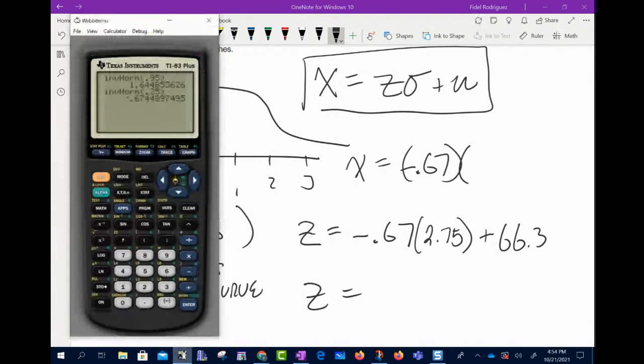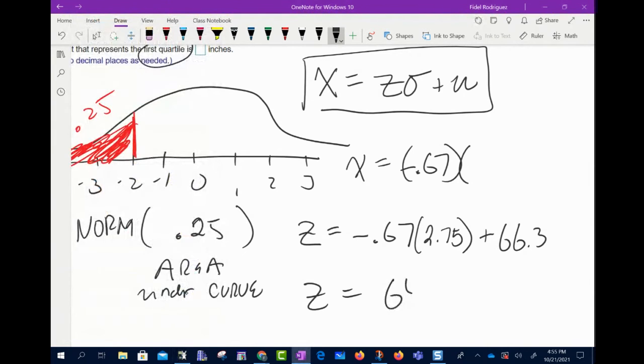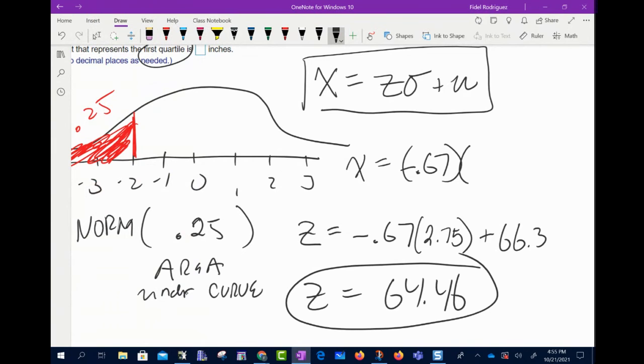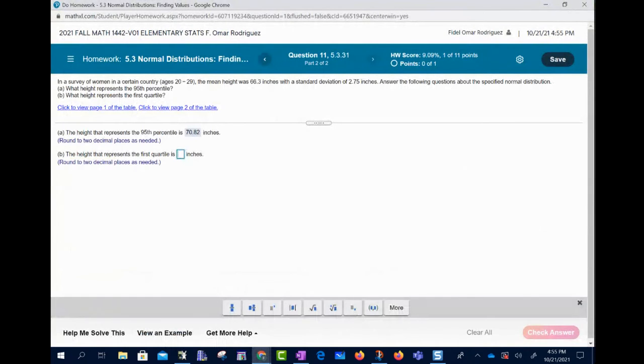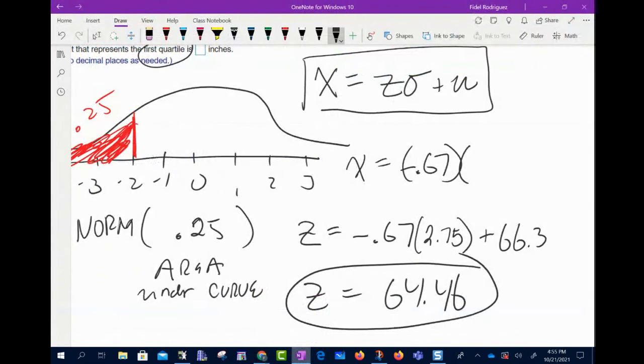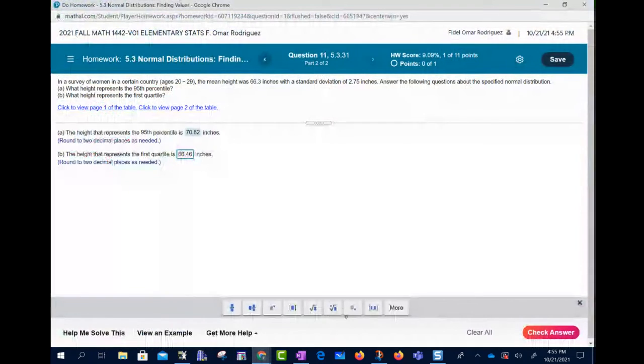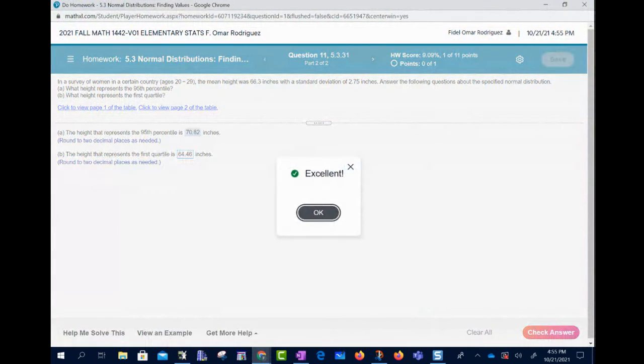All right. So let me clear this out: negative 0.67 times 2.75, see what we get, and we're going to add that to 66.3. I think we're still going to 2 decimal places, so I would say 64.46. 64.46 would be the answer that I would come up with. And then right here, y'all, I would type in 66.46, or 64.46, oops. 64.46. And we check it, and we got it.